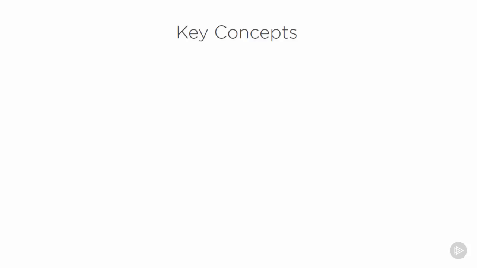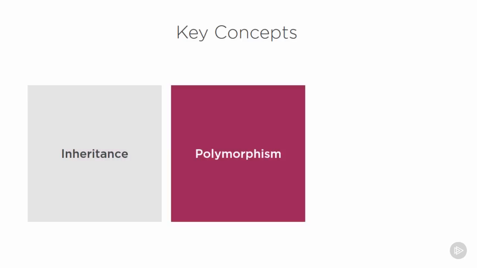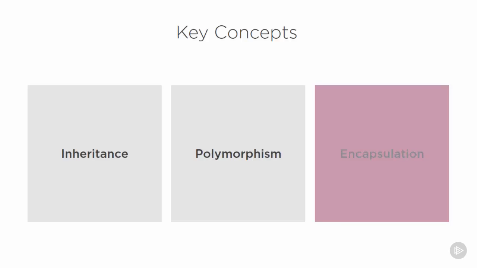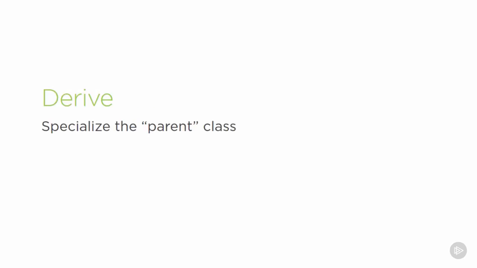There are a few key concepts in object-oriented programming, including inheritance, polymorphism, and encapsulation. These are the three pillars of object-oriented programming. Inheritance means that classes may derive from existing classes. To derive is to specialize the parent class. To understand this, let's look at a simple example.